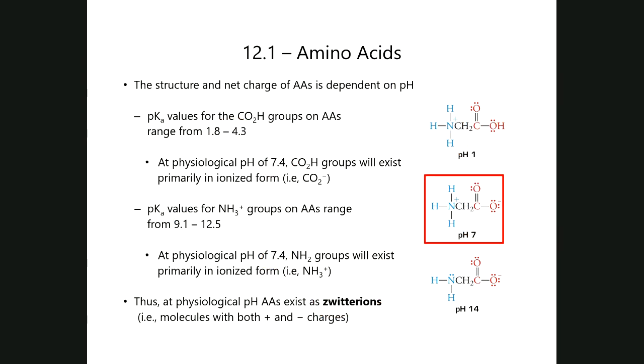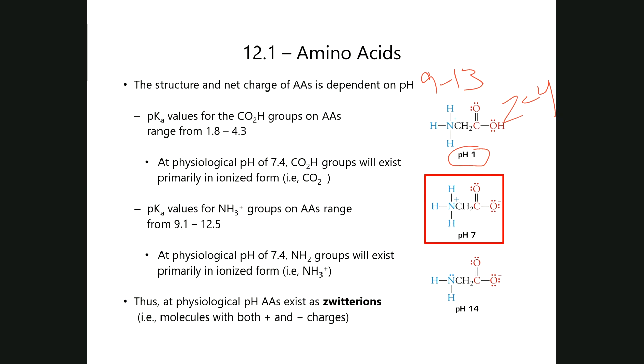So if you extend this notion to higher or lower pHs compared to physiological, if you put an amino acid in a solution that's pH 1, again, the pKa of the carboxylic acid is around 2 to 4, this one is 9 to 13, what happens? This pH is lower than any of them, right? So every single structure that is capable of protonating or deprotonating will exist in their fully protonated forms.